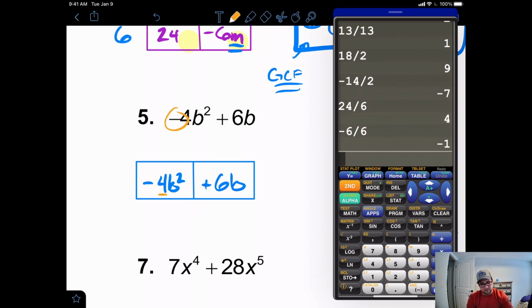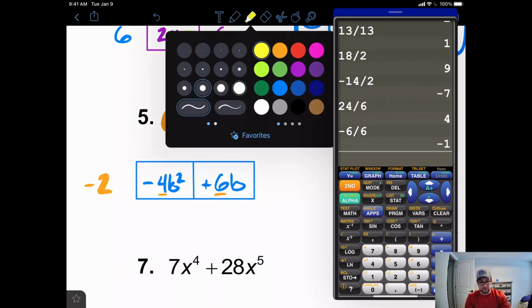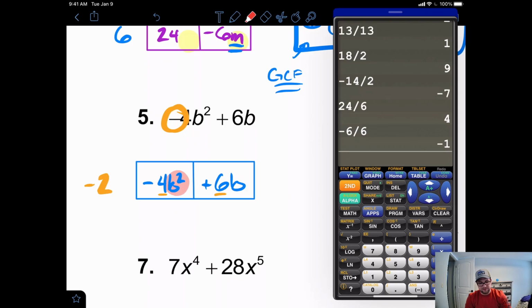So when I look at my numbers, 4 and 6, the biggest number that I can divide out of each of those would be a 2. So I'm going to divide each of those by 2. Now, since there was this negative, that was our leading term there, we're going to divide out a negative at this point as well. So now we've pulled out a negative 2, so now we should check. Well, actually, let's check our variables. So looking at our variables, we have b's here and b's there. Great. So since this one has 2 b's and this one has 1 b, since they both have a b, we're going to be able to pull a b out.